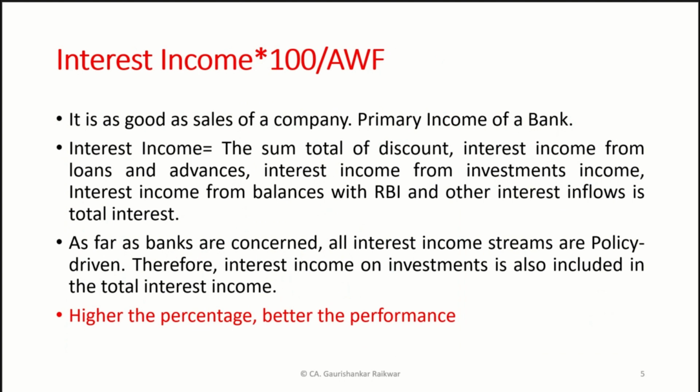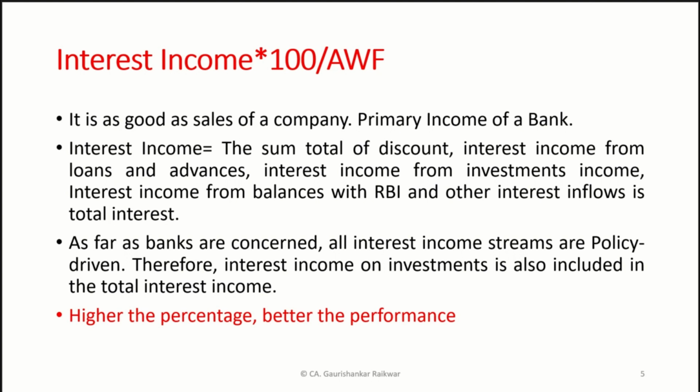So, in the series of these income or expenses related indicators, first is the interest income. Interest income as a percentage is always calculated on the average weighted fund. What is the average weighted fund? We have already discussed in part one. For a bank, the interest income is the primary income. In other words, we can say this is the sales of a company, though it is not actually a sale, but interest is the main or primary income of a bank.